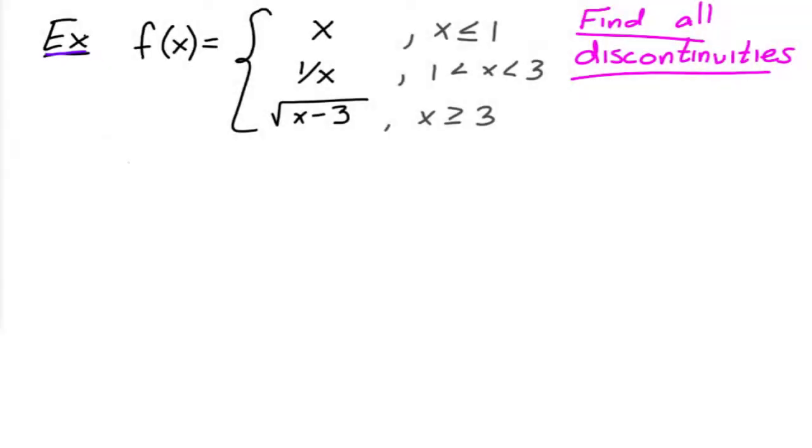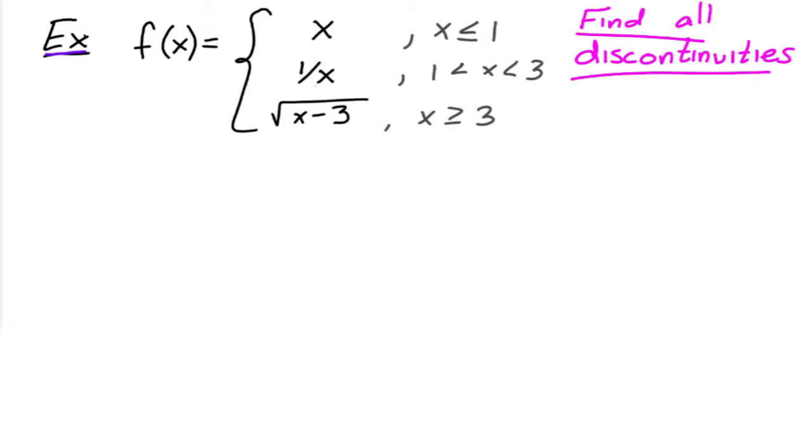Okay, so here we have an example. What we want to do is find the discontinuities of this piecewise function. Because this is a piecewise function, no matter what functions these are, there's a possibility for there to be a discontinuity where one of these functions ends and the other one starts.